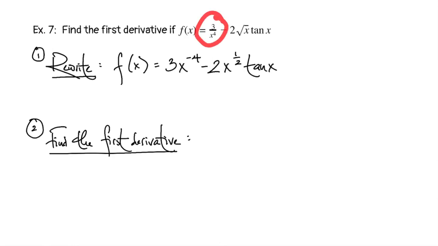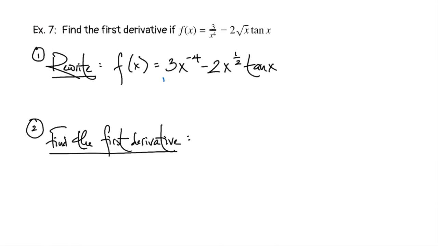Do you mean use the quotient rule for 3 over x to the 4th? Yes, you can, okay? I think typically for something like this, it's quicker actually to use the power rule if we change it. Just because with quotient rule, we have to do the u and the v, the du, the dv, and then plug it all in, okay? Yeah, but it is absolutely possible, yeah.